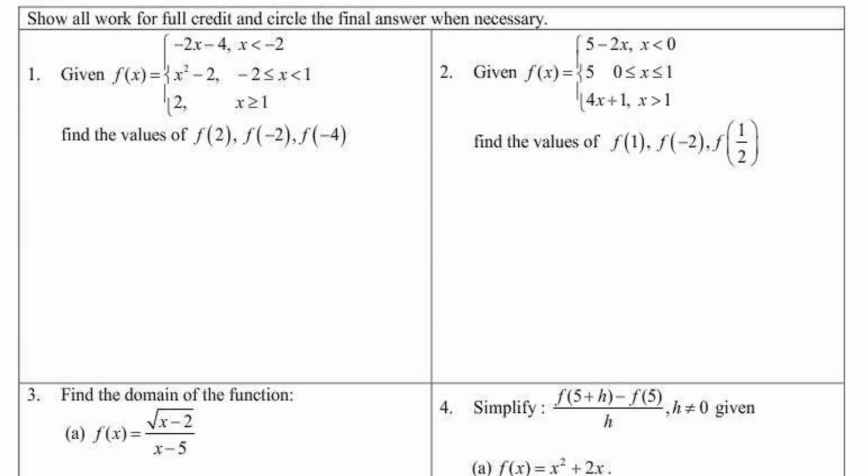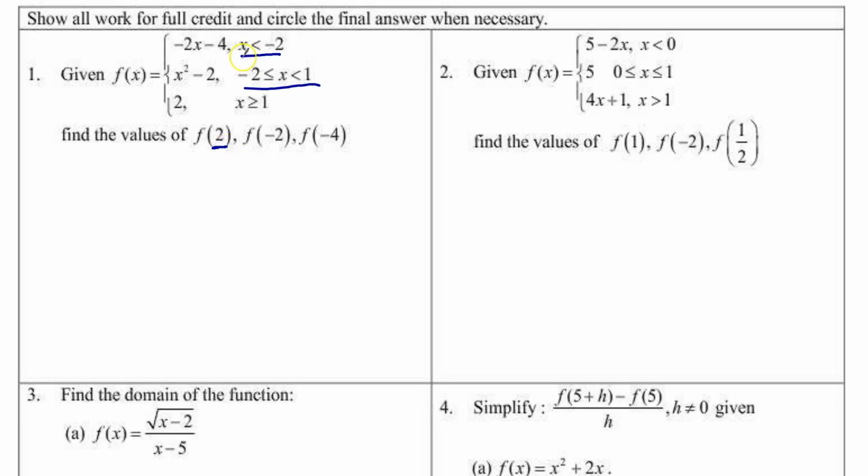Alright, this is the unit review for Chapter 1 for Precalculus. Looking at number 1, we have a piecewise function. We need to find the values of f of 2, f of negative 2, and f of negative 4. So for f of positive 2, we have to decide which of these three domains the positive 2 fits in.